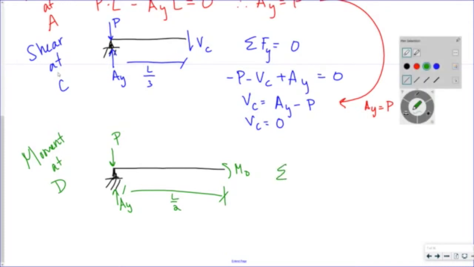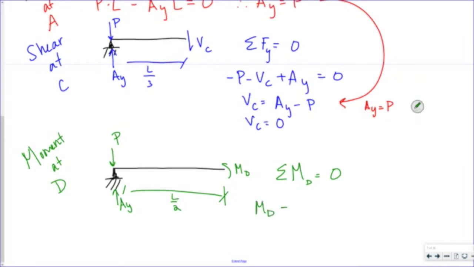I'm going to take the sum of the moments about D is 0, so I have the moment at D plus P times L over 2, right? P times L over 2. Acting counterclockwise, so it's positive. Acting clockwise, so it's negative. I have, right, AY times L over 2 is 0.